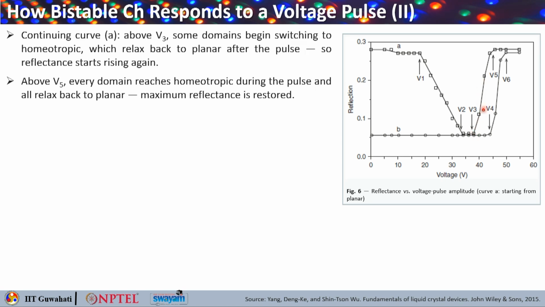Now above V5, what happens? Every domain reaches homeotropic during the pulse and all of them relax to planar.